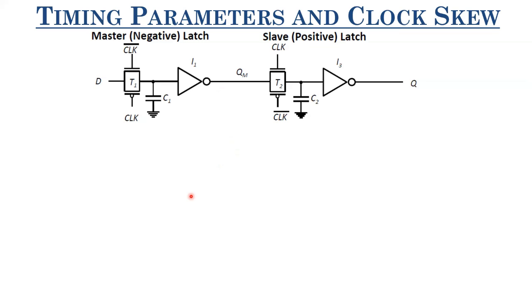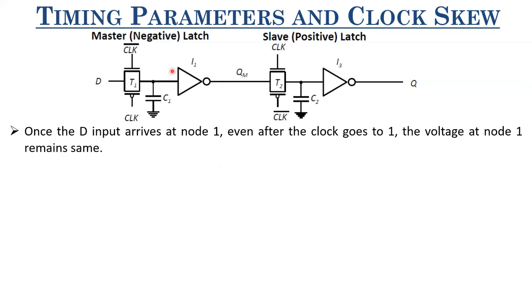Now, when the clock is 0, once the input D arrives at this node, if clock goes to 1, then this transmission gate is turned off. So regardless of whether D is stable or not, D is not being sampled at this node, and the voltage at this node remains the same.